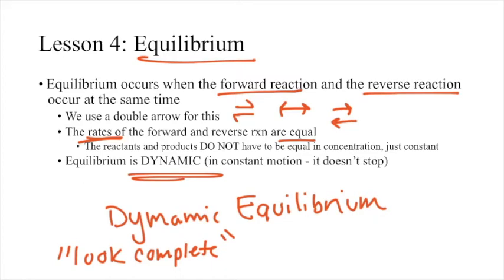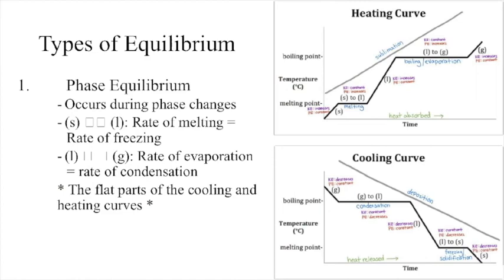So that's the general idea behind equilibrium. There are a couple of factors that affect equilibrium, which we'll talk about in lesson 5. Right now we're going to talk about 3 different types of equilibrium. Our first type is going to be phase equilibrium. The key thing here is to remember phase equilibrium, phase change. So this is occurring at our phase change.